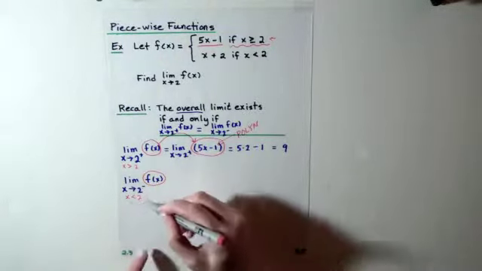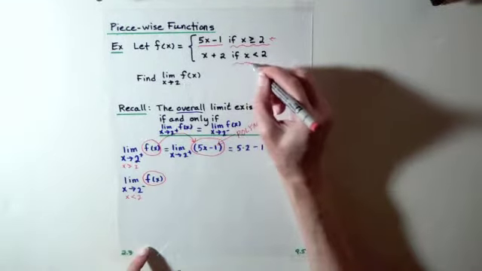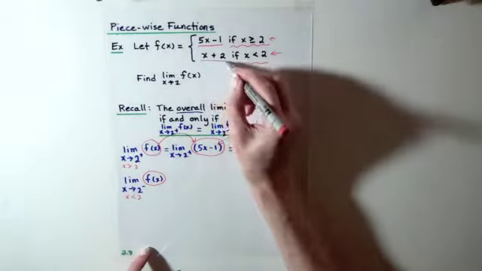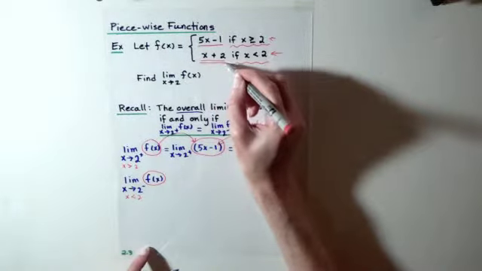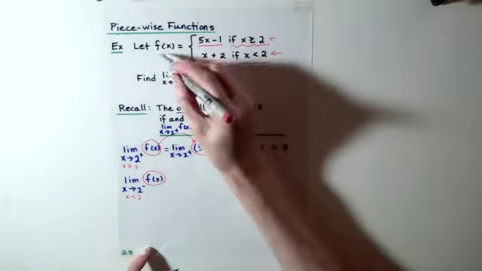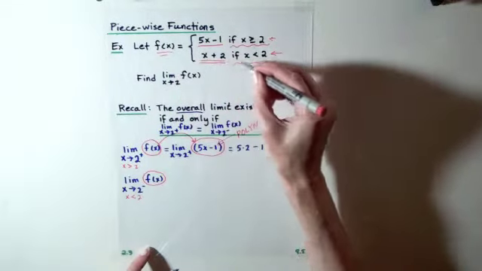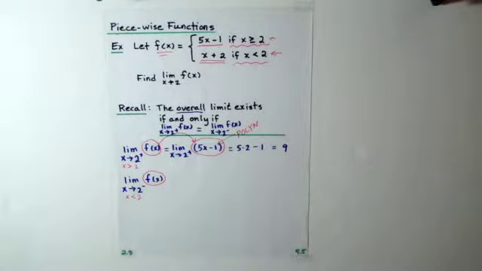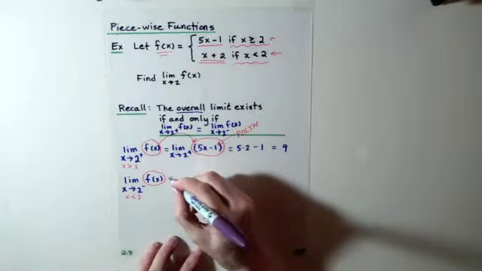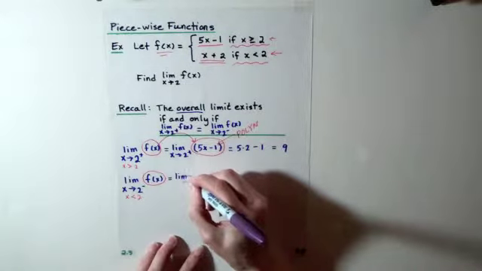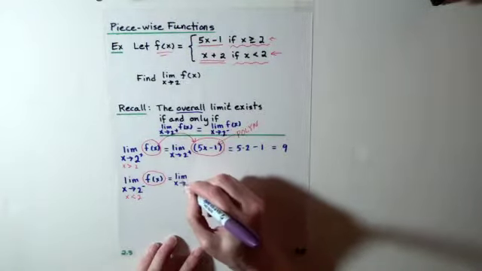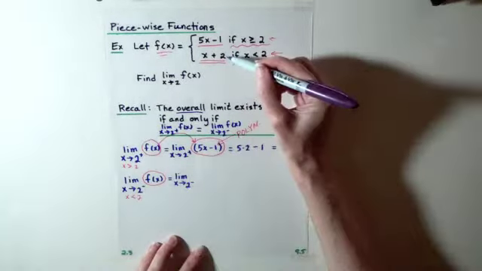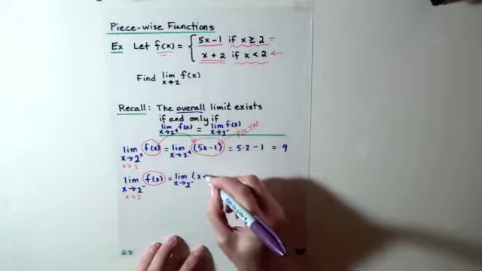Well, when x is less than 2, I'm right here in this portion of the domain, and for those values of x, I am supposed to use the bottom rule for f of x. So f of x is the same thing as x plus 2 for these values of x. So what can I do now? I can go ahead and say, well, this then would be the same as the limit as x approaches 2 from the left, and I can replace f of x with the bottom rule, x plus 2.